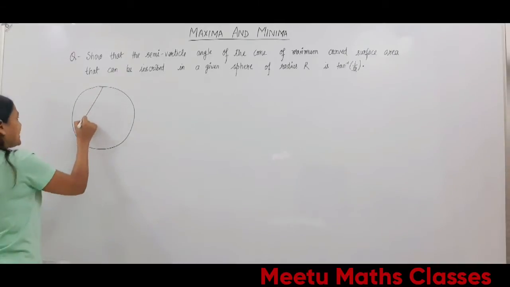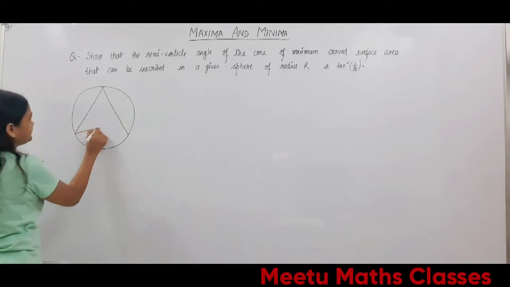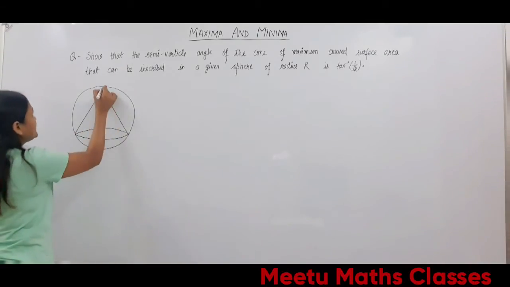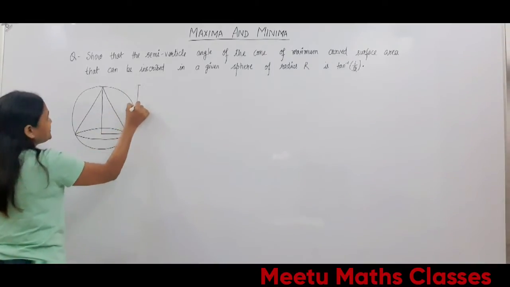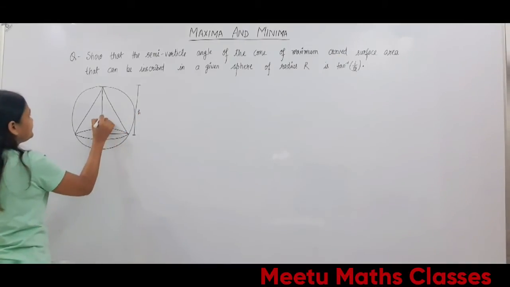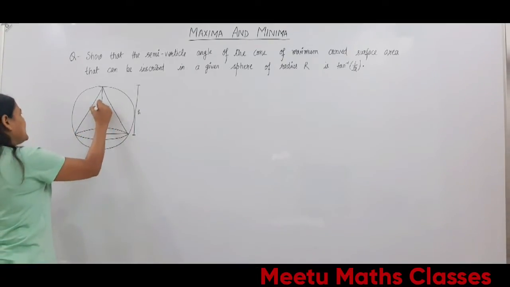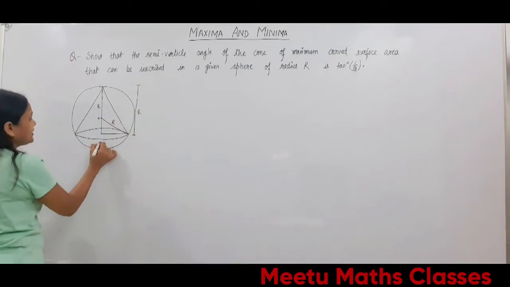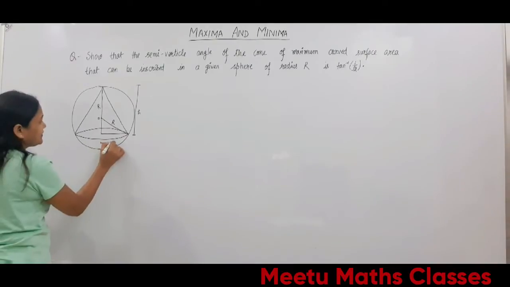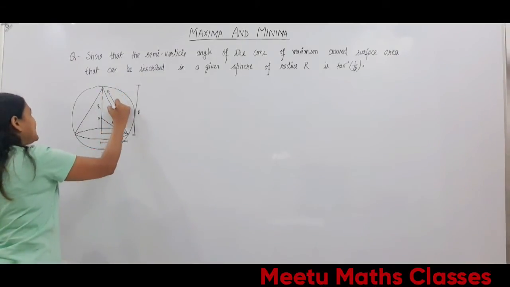Now a cone is inscribed whose curved surface area is maximum. So this is your cone. Let h be the height of the cone. Let o be the center of the sphere. So this can be r and this can also be written as r. Now let r be the radius of the cone, and let l be the slant height of the cone.